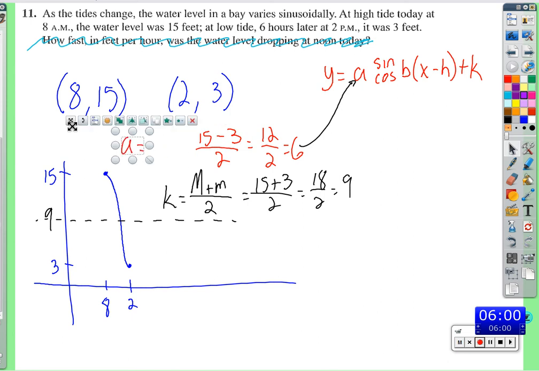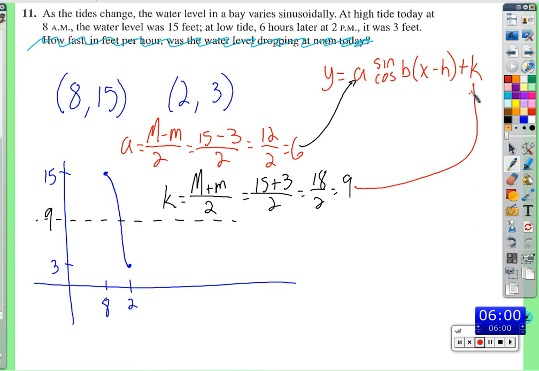In a similar way, anytime we want to find A, we can take big M minus little m. The maximum, the biggest value, minus the minimum, the smallest value, divided by 2, just like Amy explained. So now we know what k is. K is 9.